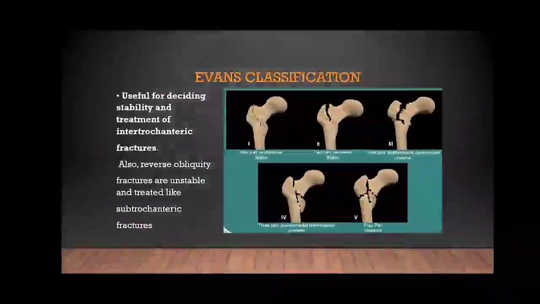Now we have to classify these fractures so that we can decide upon the best line of treatment. Useful for deciding stability and treatment of intertrochanteric fractures, we have the Evans classification. Also, in some cases we get reverse obliquity fractures, which are unstable and cannot be fixed with the help of the dynamic hip screw or DHS. So in these cases we have to treat these fractures like subtrochanteric fractures by using an intramedullary device.